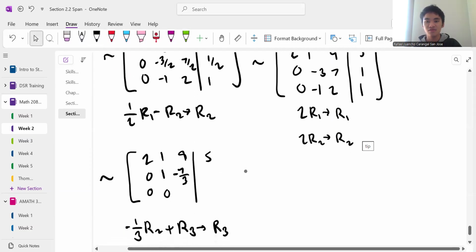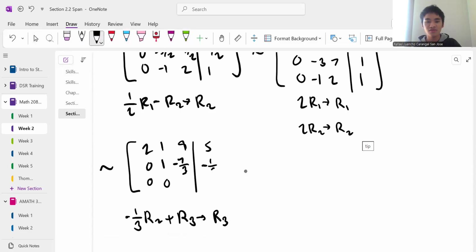7/3. And then 1/3. Negative 1/3. Negative 7/3, minus 2. So this gives me 13. Oh, not minus 2, plus. Whoops. This gives me negative 1/3. And then negative 1/3 plus 1. So that's 1 minus 1/3. That's 3 minus 1/3. That's 2/3.